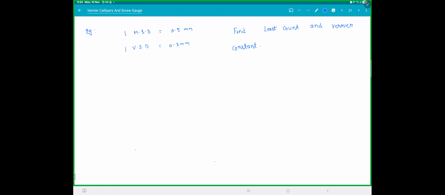Vernier constant is easy, yeah. 0.2 mm. Now, whenever you want to find the least count, draw the picture. There is no other way. You won't be able to see it otherwise.